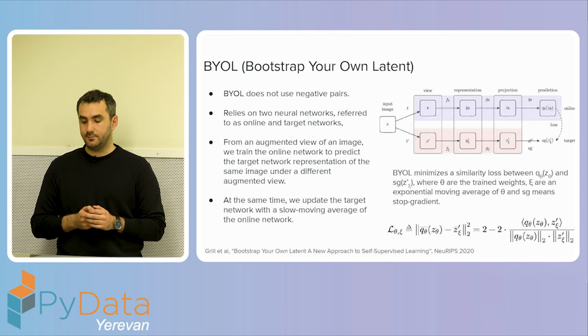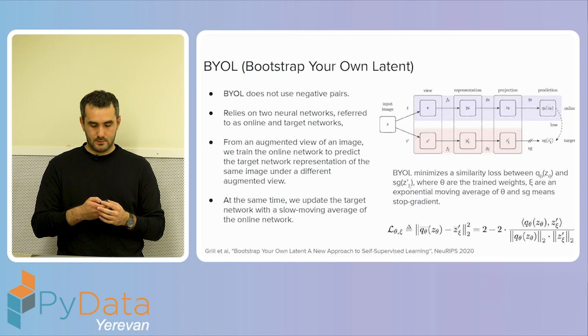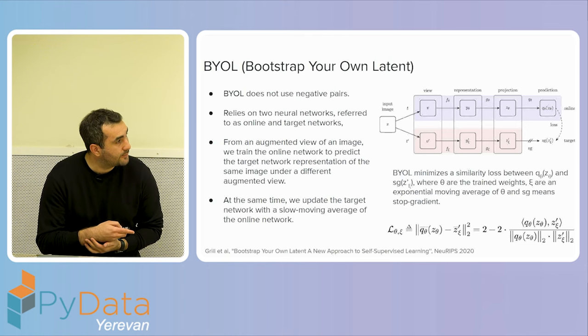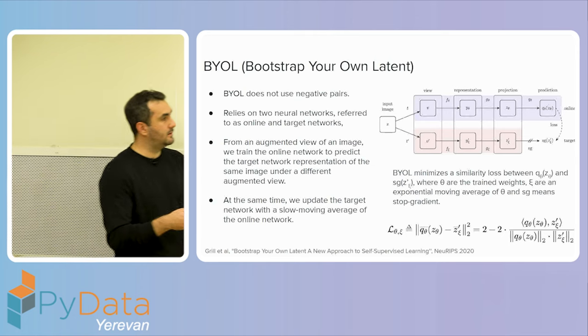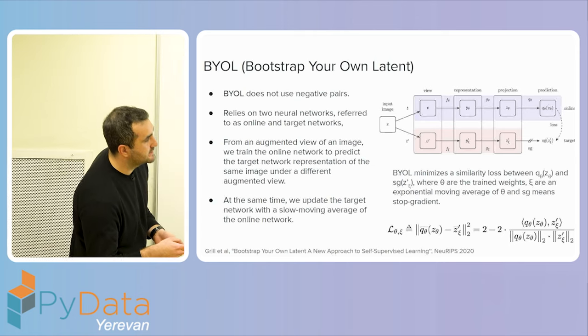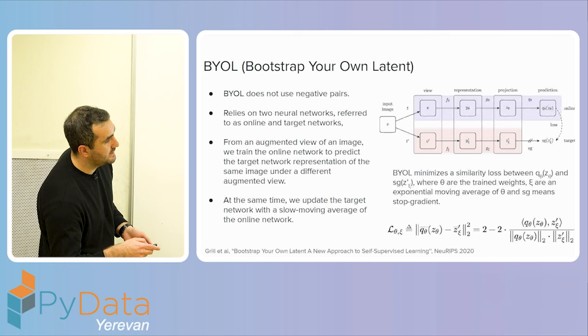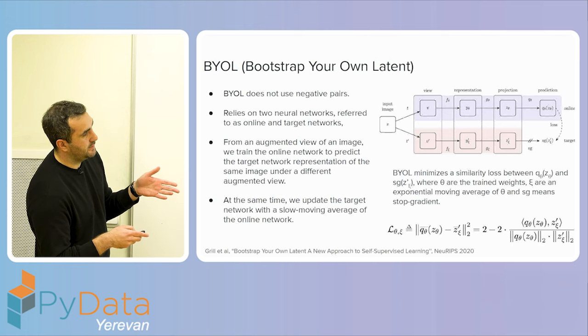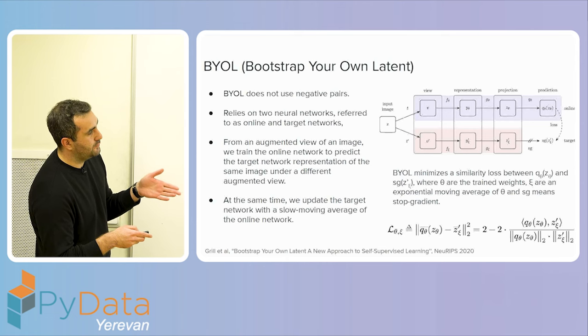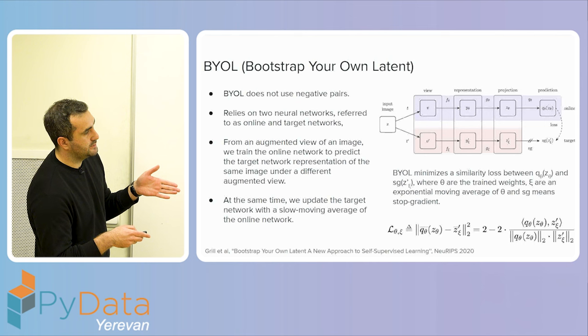Q theta. Okay, it's a prediction vector. So you obtain this z theta. Let me show you here. So you obtain the z theta from the top and the z xi from the bottom, and then you have an extra layer here that gives you a prediction vector q, and then you try to make sure that these two are close to each other.